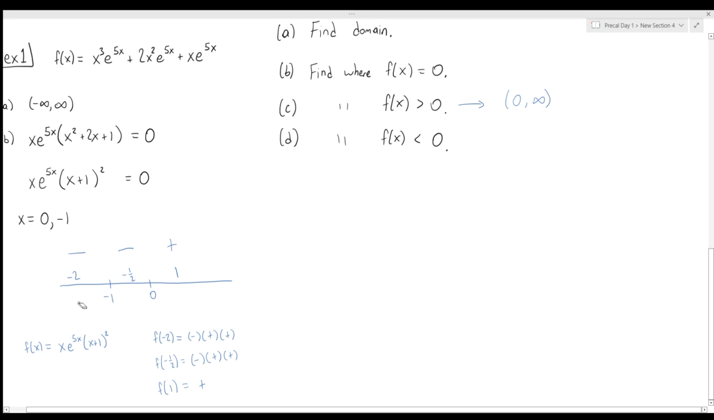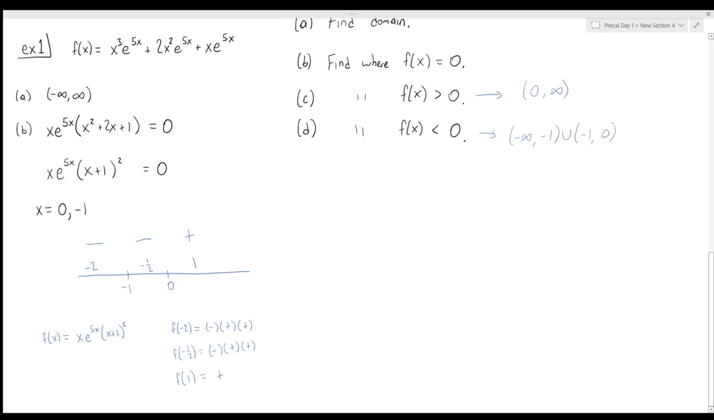And then we see it's negative on the intervals -infinity to -1, as well as -1 to 0. Okay? All right, good. So for a problem like this, it's important to know that e to any power is always positive, never 0. Okay?